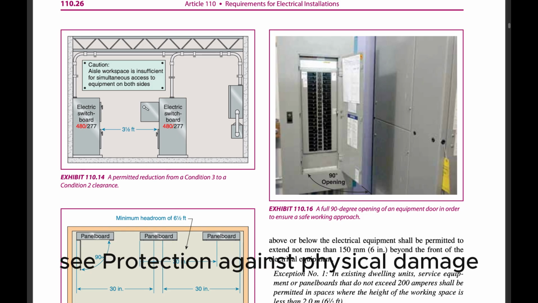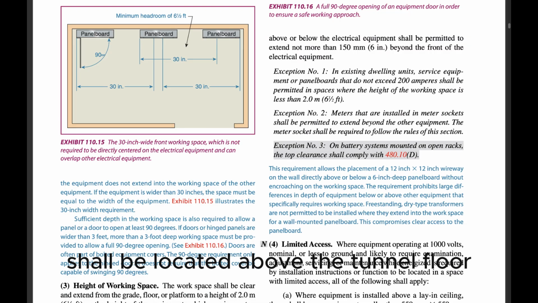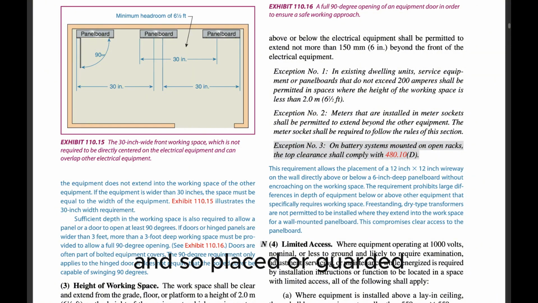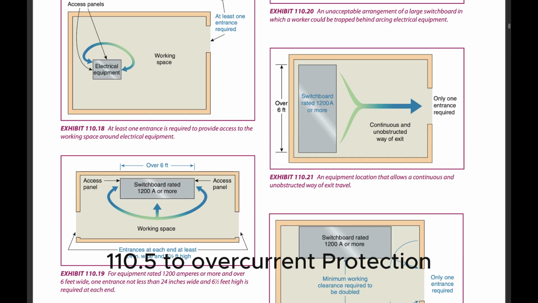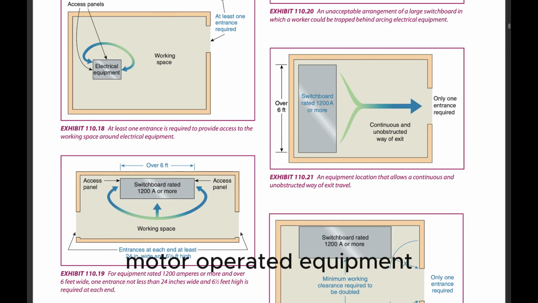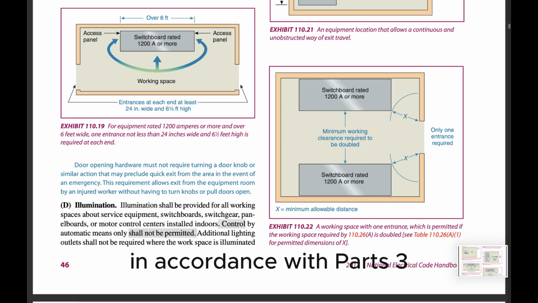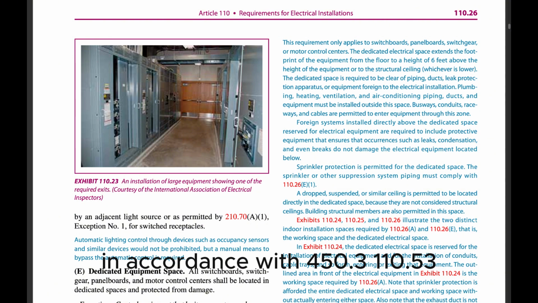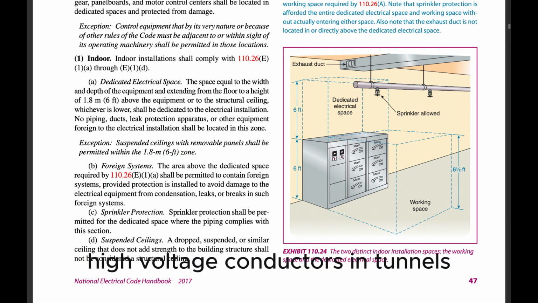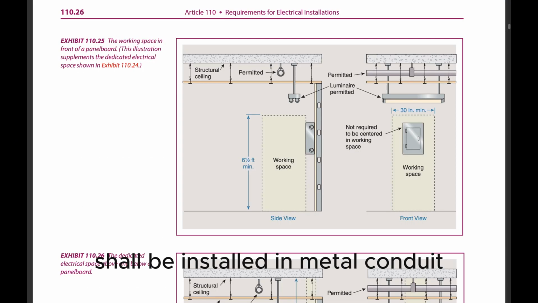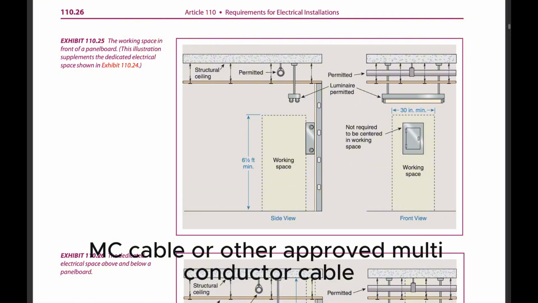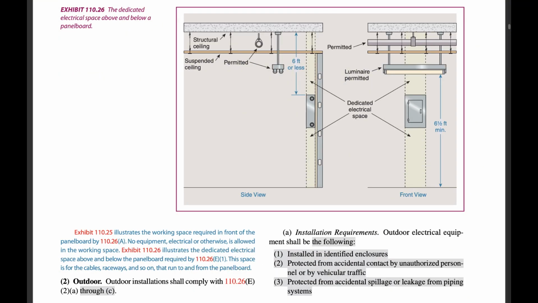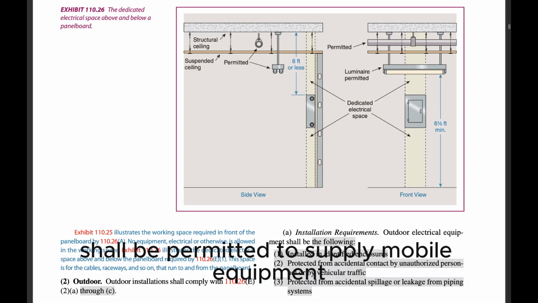See protection against physical damage. Conductors and cables in tunnels shall be located above the tunnel floor and so placed or guarded to protect them from physical damage. 110.52 Overcurrent protection. Motor-operated equipment shall be protected from overcurrent in accordance with Parts 3, 4, and 5 of Article 430. Transformers shall be protected from overcurrent in accordance with 450.3. 110.53 Conductors. High-voltage conductors in tunnels shall be installed in metal conduit or other metal raceway, Type MC cable, or other approved multi-conductor cable. Multi-conductor portable cables shall be permitted to supply mobile equipment.